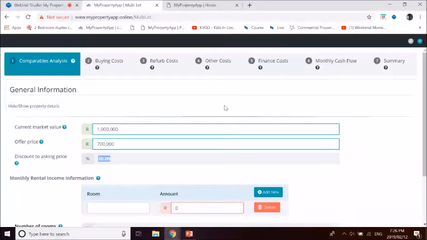Again, there are tooltips here, so if it doesn't quite make sense for you, go have a read, try and understand it. Otherwise, you're also more than welcome to send an email. Sourcing fee, if you look at sourcing this onto an investor or potentially charging a finder's fee for this deal, that's where you'd input it.